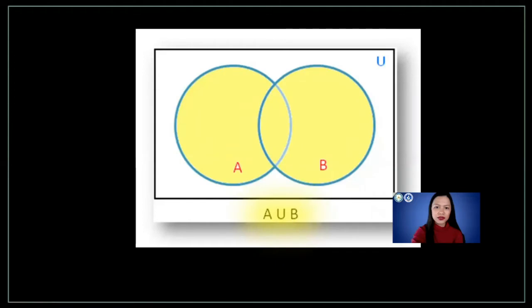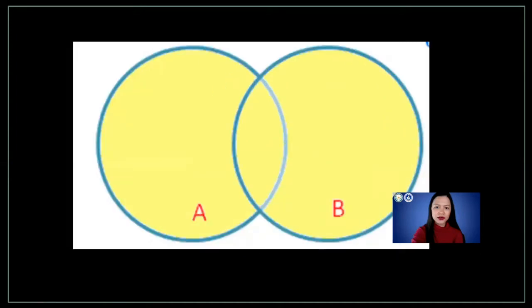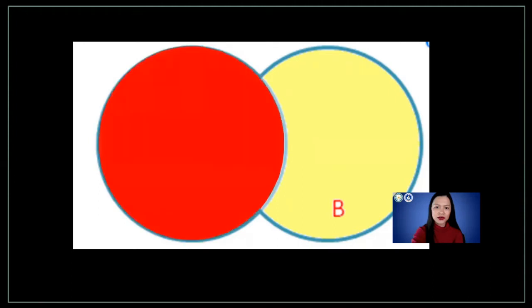We have here a diagram showing A union B. The shaded region, the region that is in yellow, represents the union of those two sets. Remember a while ago that the union may include the elements that are found in both sets, or it can be simply the elements that are found in A only or the elements that are found in B.